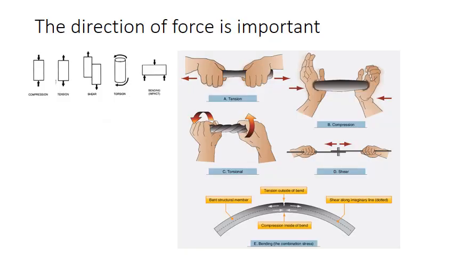You should notice that for both acute and chronic injuries, the direction of force application is important too. For example, you know about tension, compression, torsion, bending, shearing. Each type of force application may cause a specific type of deformation, and also a specific type of injury.